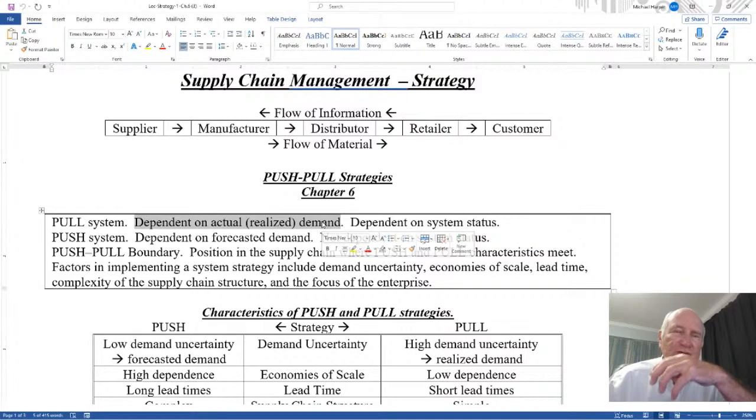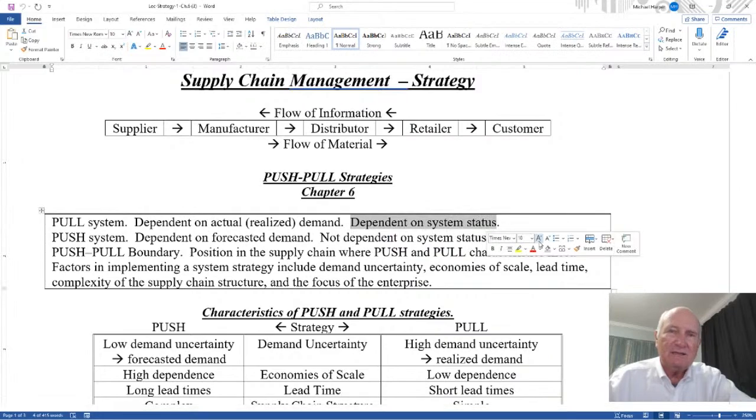But actually, internally, in order for a system to support a pull strategy, it's dependent on the system status. In other words, the system status has to be tuned and primed and designed to respond to realized demand. So just having a pull system or pull strategy, it goes back up into the actual system. It's not necessarily with the demand.